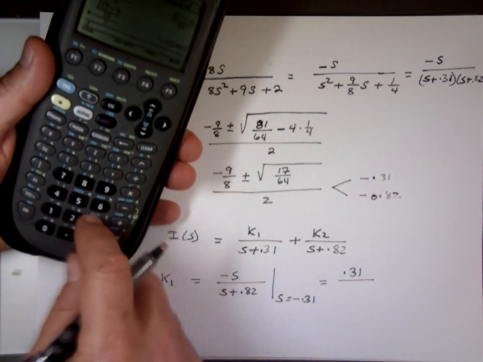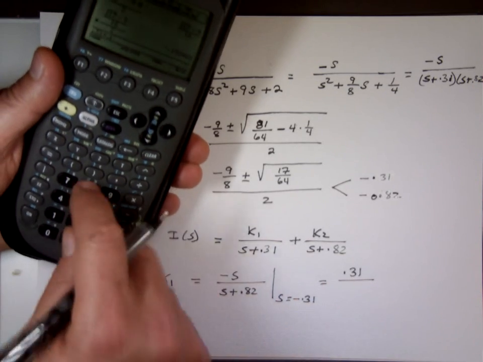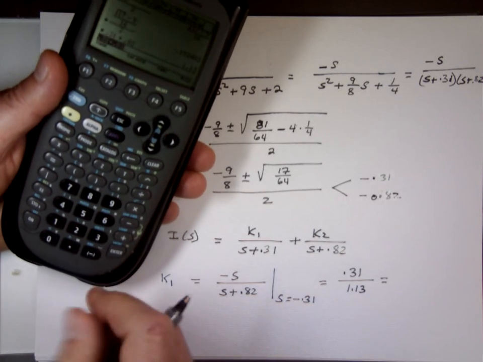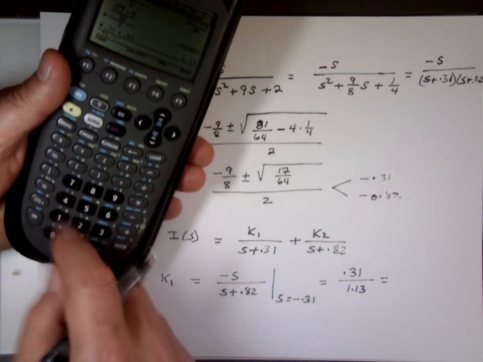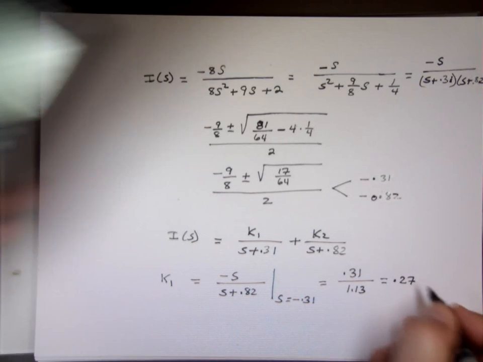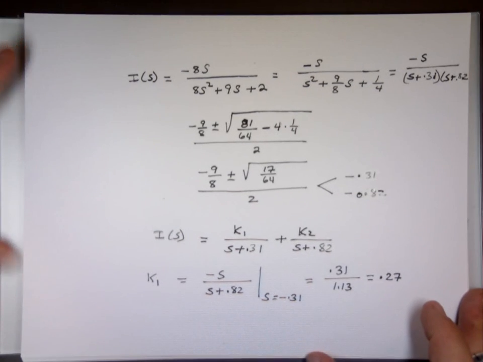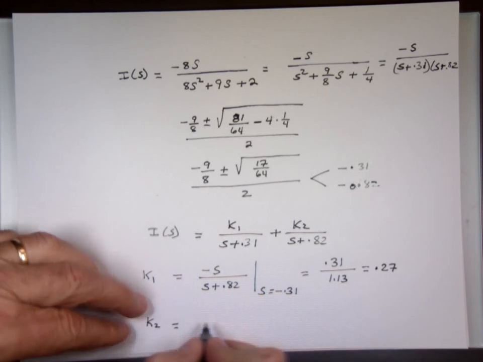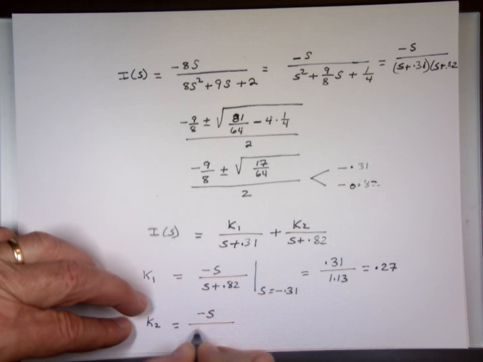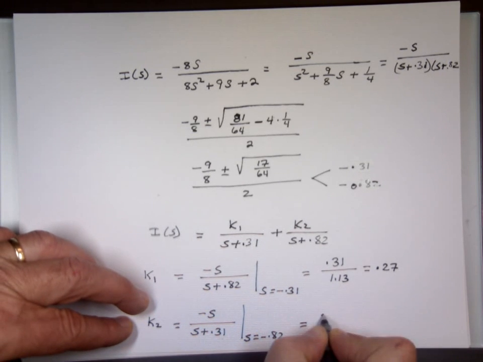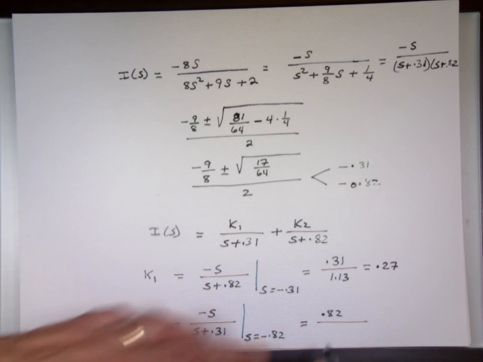0.31 plus 0.82 in the bottom is what? 1.13. Divide them: 0.31 divided by 1.13 is 0.27. And K2 equals negative S over S plus 0.31 when S equals negative 0.82. 1.13.